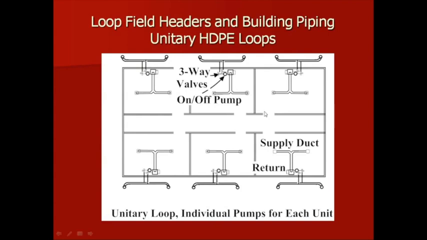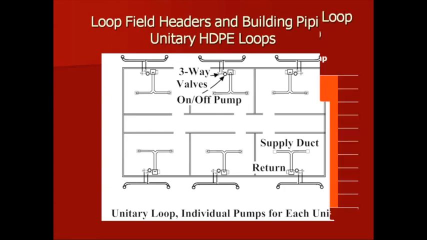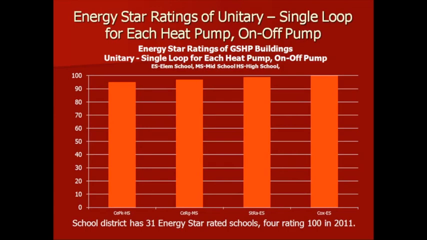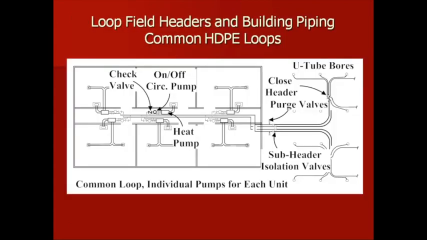Now, the more residential type system is what I refer to as the unitary ground source heat pump system, where you have individual loops, a little on-off circulator pump, pumping to loops just outside, in these cases, the classrooms. Okay, and you see they did very, very well. They were 95 to 100. This particular school district where we did all these ratings actually had 4 systems out of 31 that scored a 100 Energy Star, which is quite outstanding.